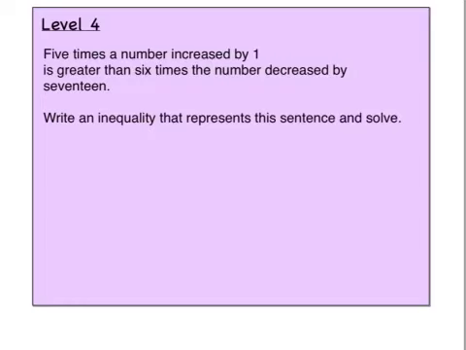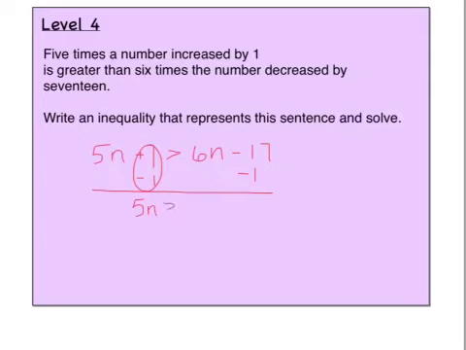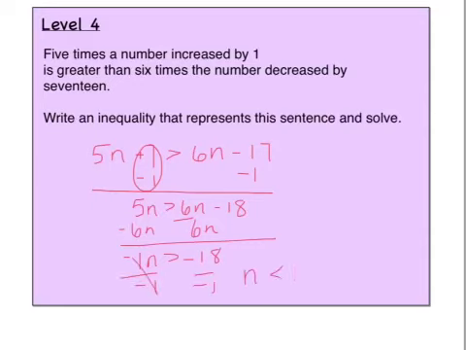5 times a number increased by 1 is greater than 6 times the number decreased by 17. So here's our inequality. We will combine like terms. So I'm going to start by subtracting 1 from each side. I get 5n is greater than 6n minus 18, minus 6n minus 6n. Negative 1n is greater than negative 18. Divide by negative 1, and n is less than 18.